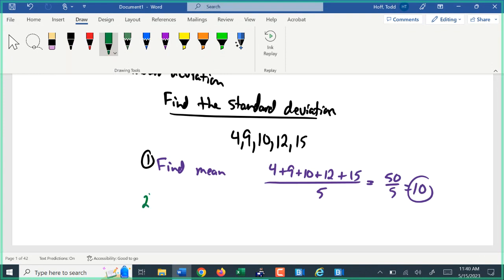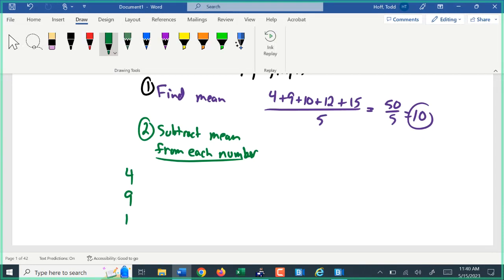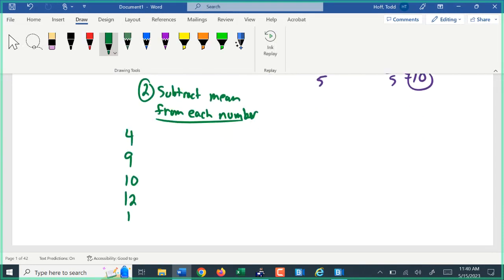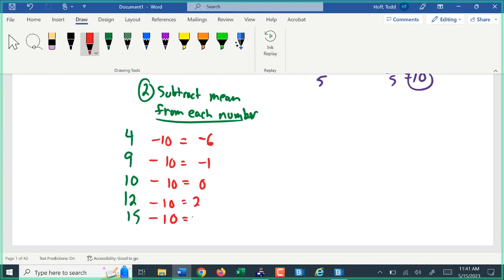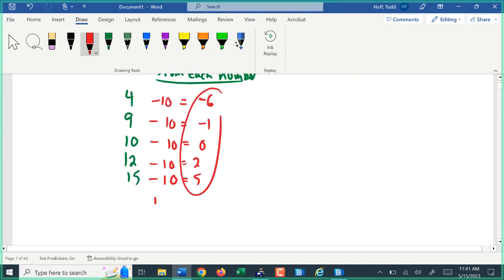Step 2 was to subtract the mean from each, and by each, I mean from each number. So I have my numbers, 4, 9, 10, 12, and 15, and I'm going to subtract my mean of 10 from each. So 4 minus 10 is negative 6. 9 minus 10 is negative 1. 10 minus 10 is 0. 12 minus 10 is 2. And 15 minus 10 is 5. Remember, these numbers were called the deviations, or if you want to be more specific, the deviations from the mean.